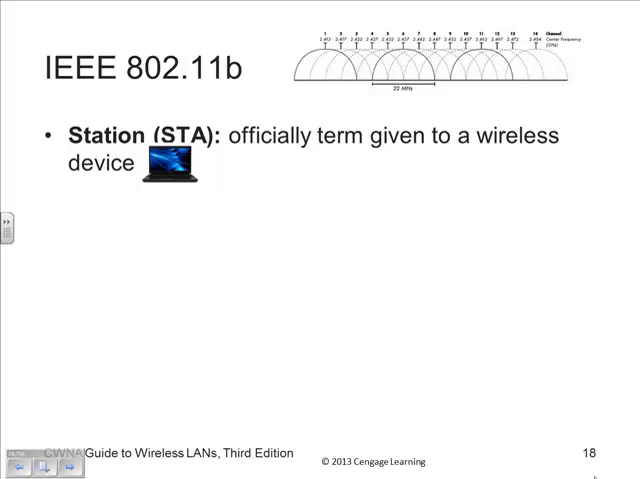The picture at the top here is the 802.11 B/G standard, the 2.4 gigahertz, and it shows the 3 channels. There are 3 distinct channels: 1, 6, and 11.